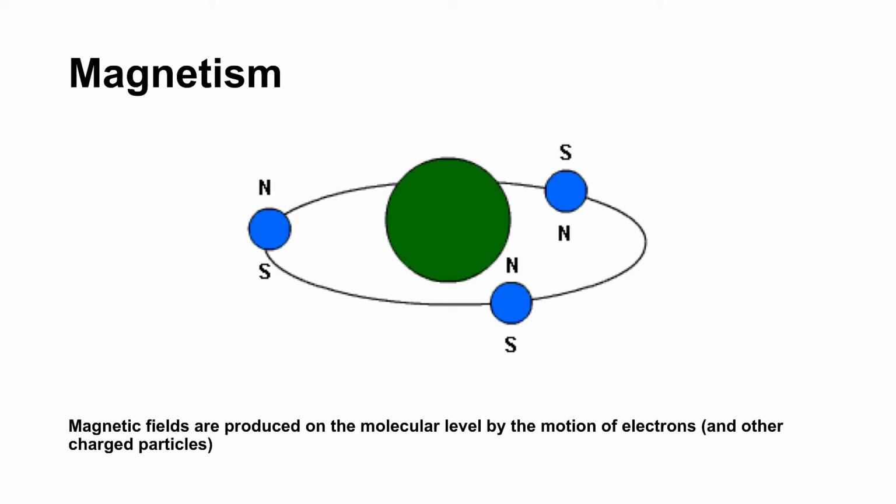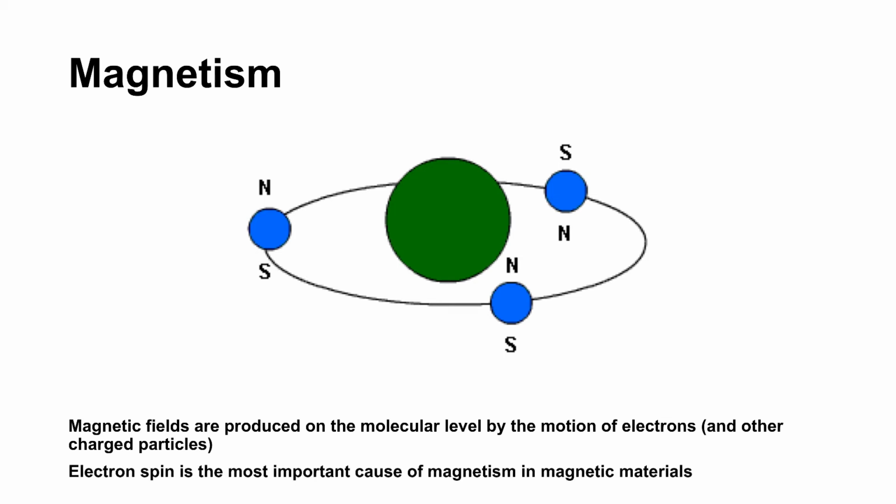Now, magnetic fields are also produced on a molecular level, and this is actually the genesis of magnetic force. On a molecular level, magnetic force is generated in three ways. We'll go through this again in just a second, but it has to do with the motion of the electrons around the nucleus, the motion of the nucleus itself, and then the spin of the electrons on their axis. All of these would tend to produce magnetic fields.